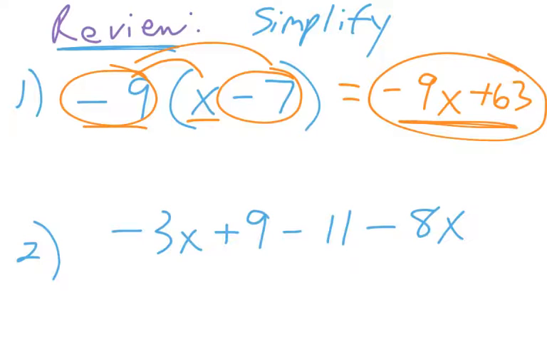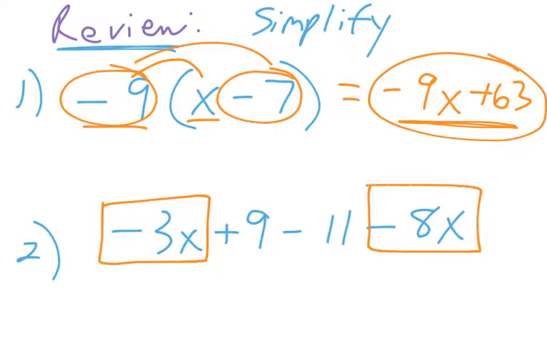Now, if you look at the second example, we don't have any parentheses. So all we can do then is combine like terms. So first, let's identify our like terms. Well, we have a negative 3x and a negative 8x. When we combine those, they're both negative, so we get negative 11x.